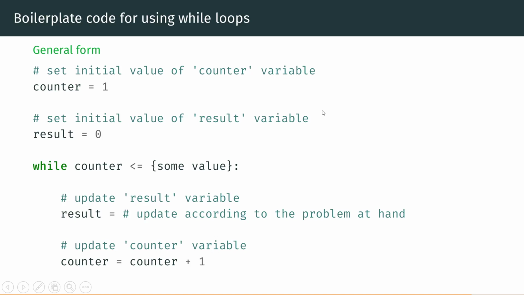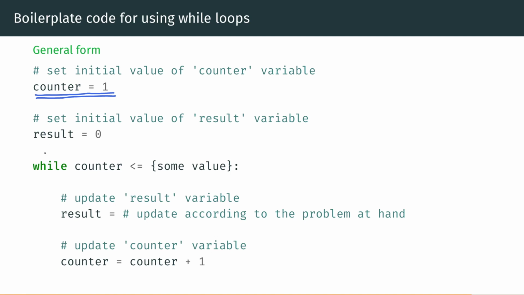So here's how the boilerplate code for a while loop would look. If you have a problem in which you'll have to use a while loop, here's how the code in general would look. You'll have a counter which will start with one essentially, but you can start with zero as well. Or if you're counting down, you can start with some value from where you want to count down from, right?